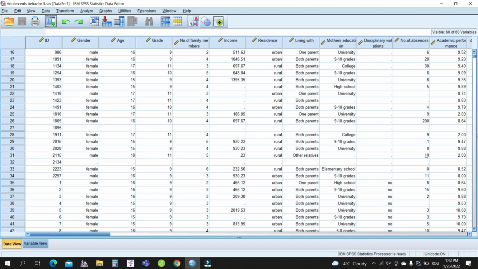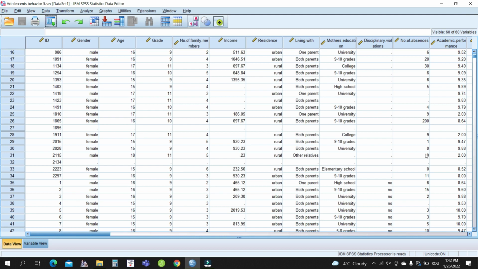If the number of absences is equal or higher than 30, the adolescent will be classified as positive, which means with disciplinary violations. If the number of absences is lower than 30, the adolescent will be classified as negative.